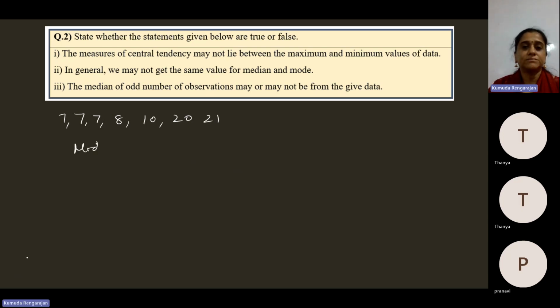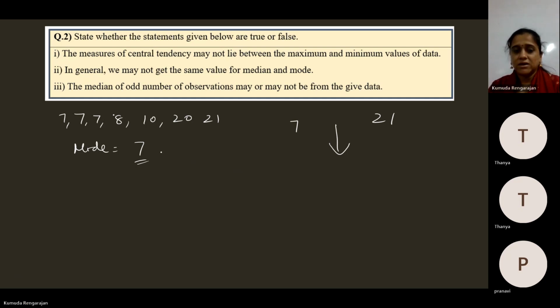What is mode for this data? 7. What's the maximum and minimum value? 7 and 21. Does 7 lie between 7 and 21? No, it's not between. It's 7 itself. In this example, the mode is 7. But when we talk about values between, this is the minimum value, this is the maximum value. And between means it should be more than 7 but less than 21. That is what is between. But mode is 7 itself.